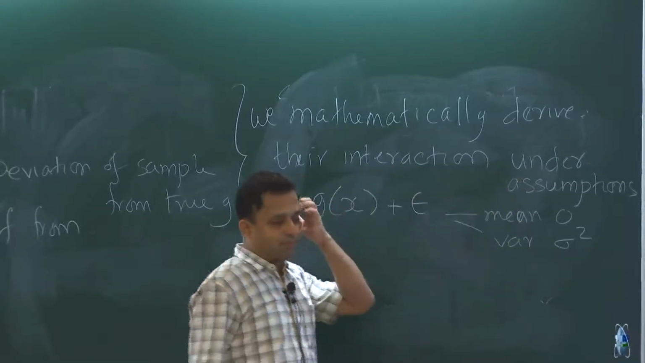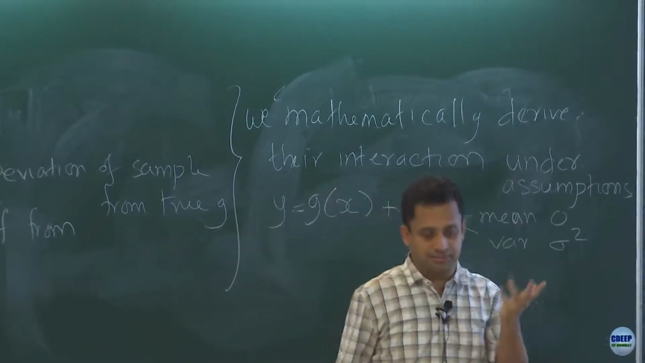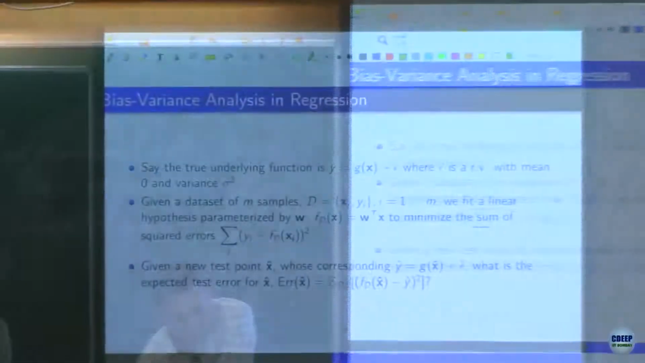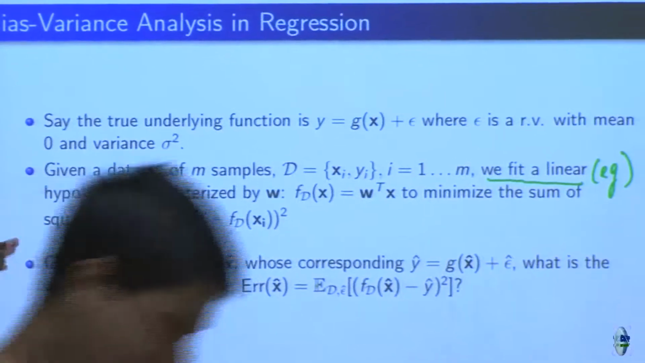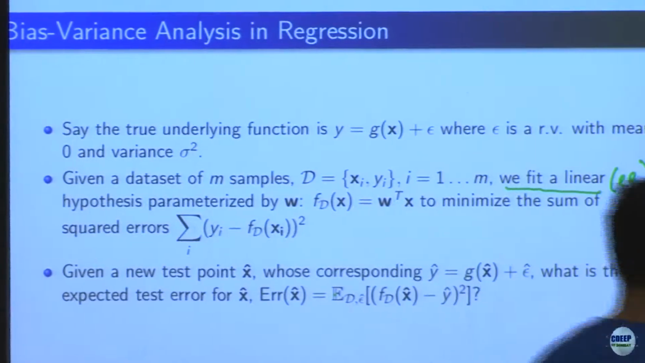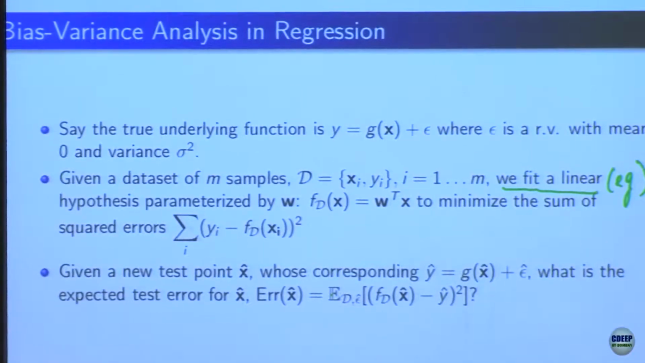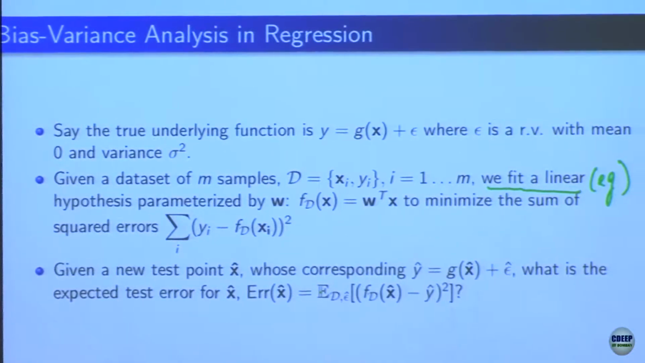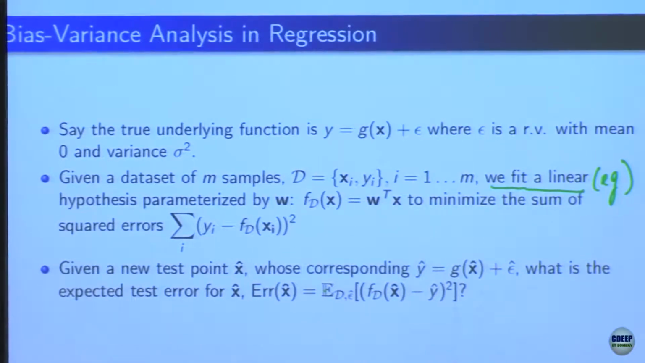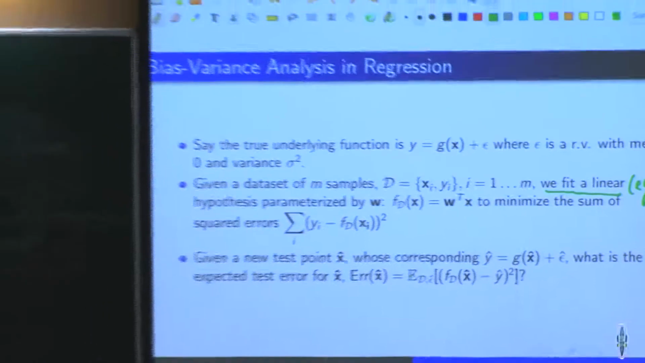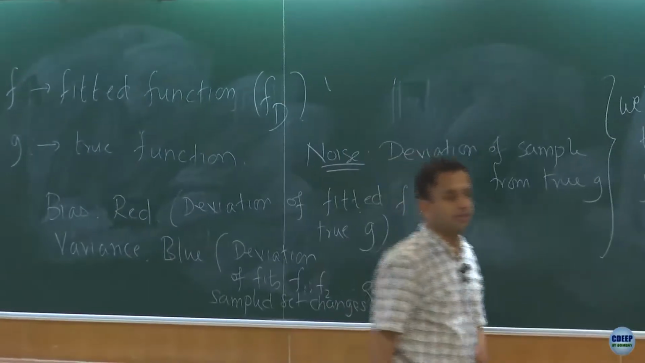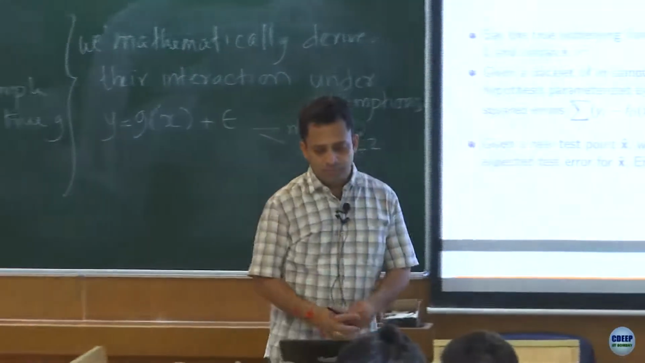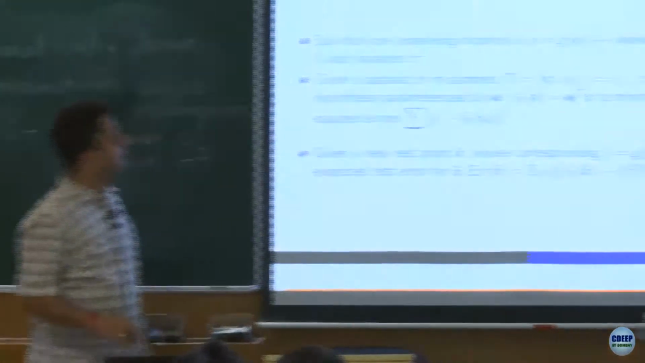So given a data set of m samples, we fit a linear hypothesis. For example, this is an example, where f_D is w transpose x. So f_D is f fitted using D. Here we will drop the subscript D starting the next slide. So for us, f, the fitted function, is actually fitted on the data set D. So f_D and f mean the same for us. So for example, you may minimize the sum of square errors.